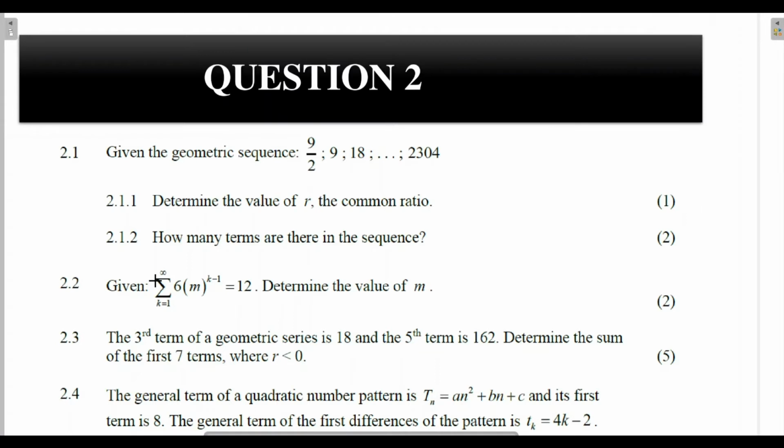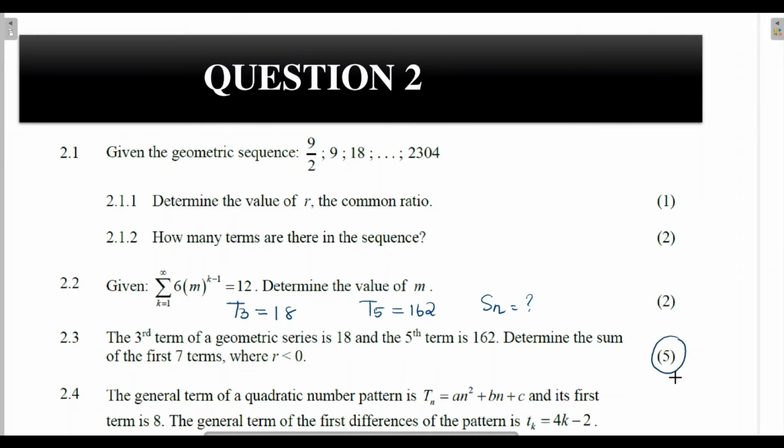Question 2.3, guys. We are told that the third term of a geometric series is 18, and the fifth term. So T3, the third term of a geometric series, is 18, and T5, the fifth term, is 162. We need to determine the sum of the first 7 terms, where your R is less than 7. This question is out of 5 marks.